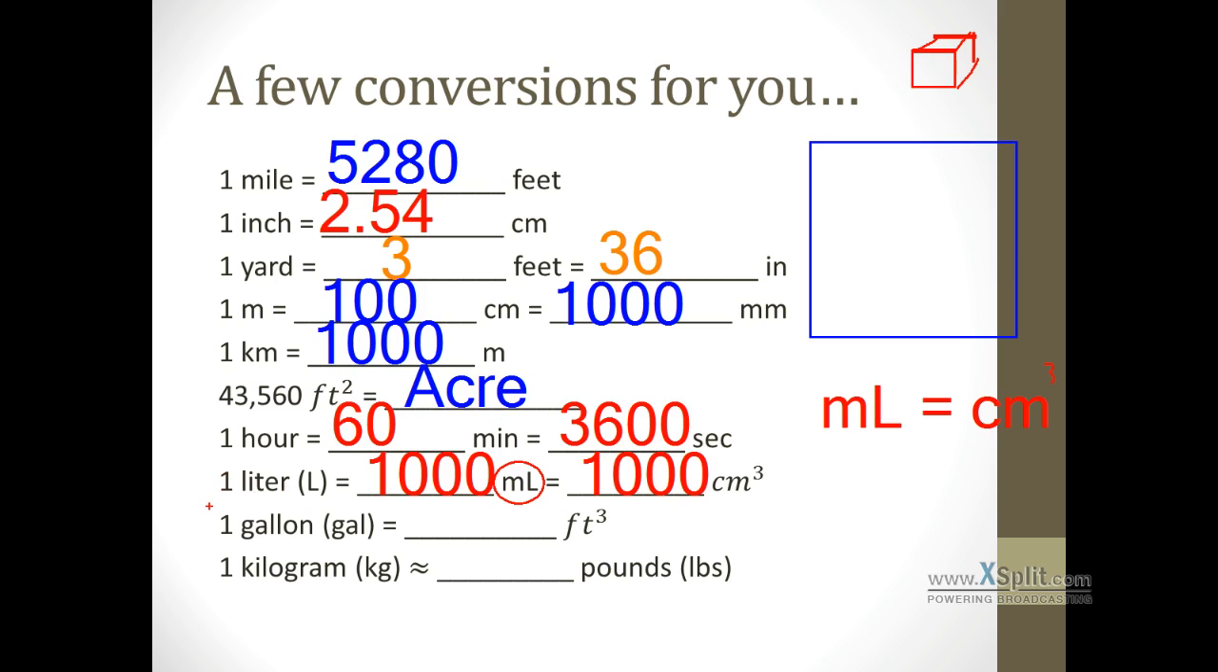Next up, we have, going back to our imperial system, the gallon. A gallon, just like any other imperial measurement, does not make any sense at all when you convert it. A gallon is equal to approximately 0.1337 cubic feet.